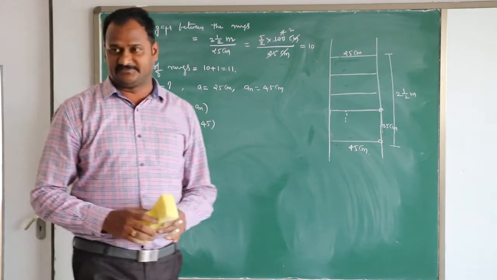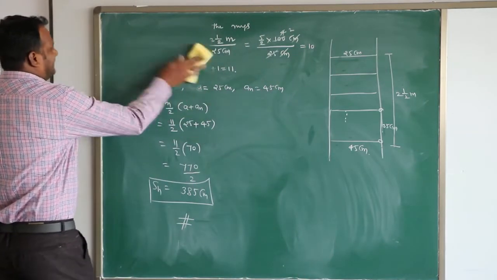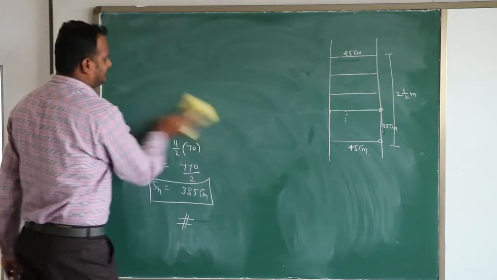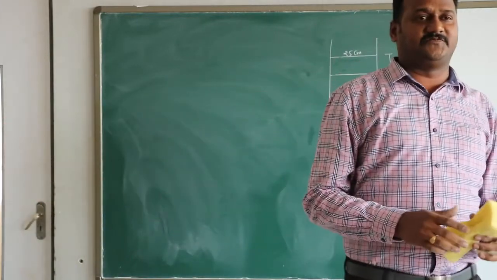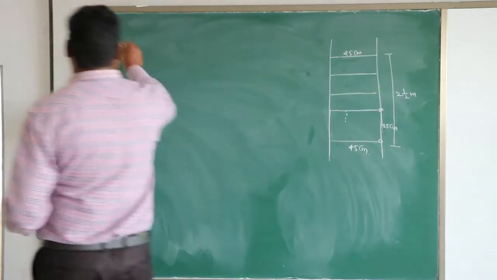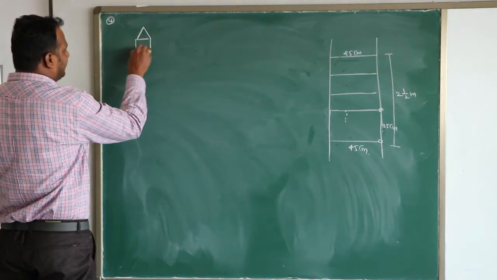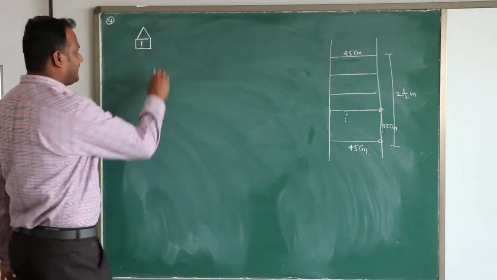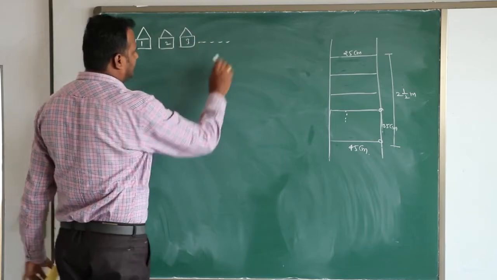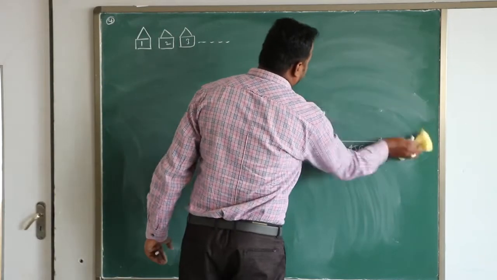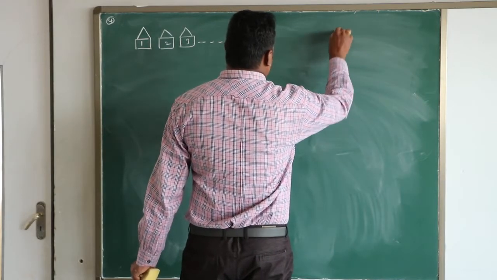Fine. So let's move on to the next problem. Yeah, the next problem is, I think, a really interesting problem. There is a street, and in that street there are 49 houses, numbered from the first number to 49. For example, this is house 1 and this is house 2 and this is house 3 and so on. The last house is number 49.